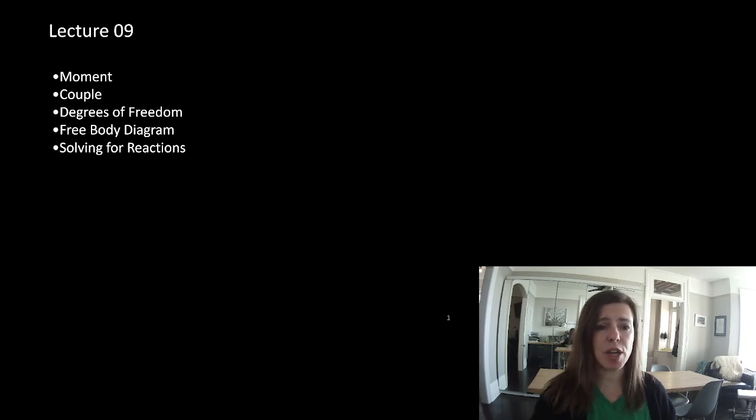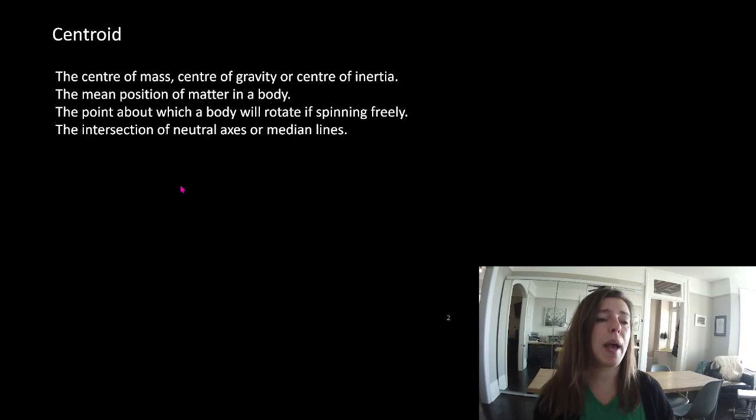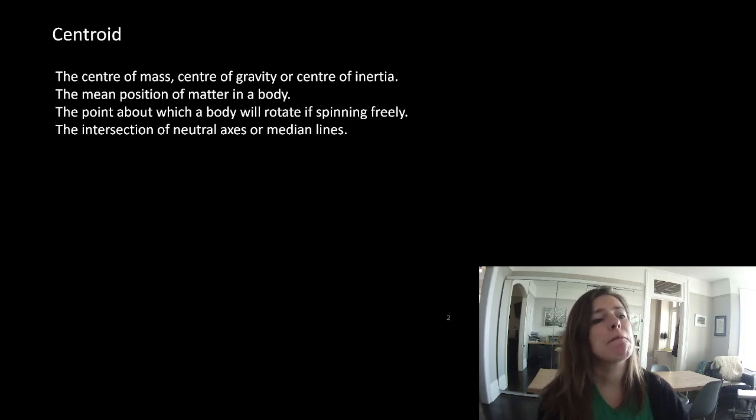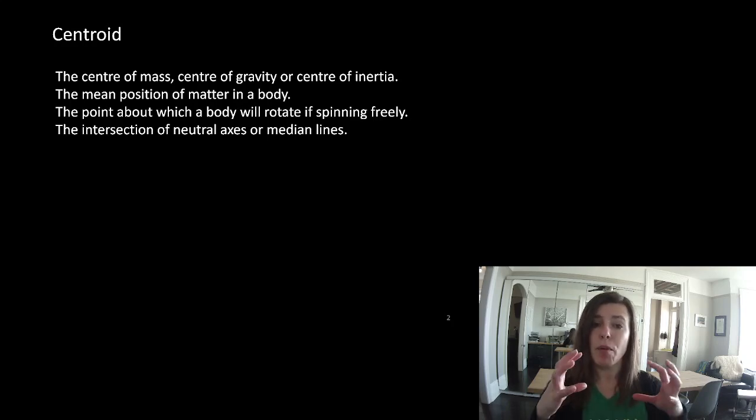So let's jump in. Okay, so just some terminology to help us understand what we're talking about here. The centroid: the center of mass, the center of gravity, or the center of inertia. It's the mean position of matter in a body. It's the point about which a body will rotate if spinning freely, the intersection of neutral axes or median lines. Now, for a ball, that's going to be the center of the object.